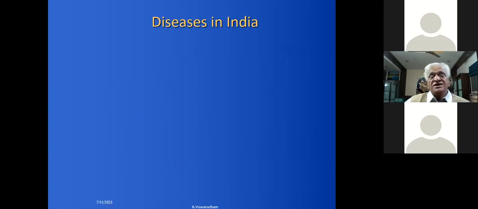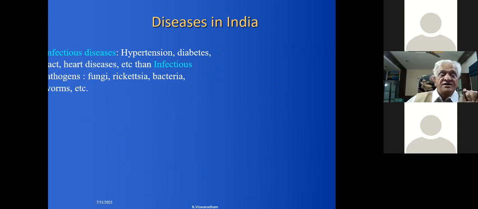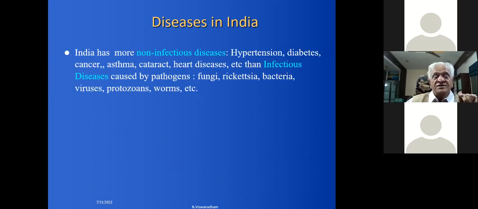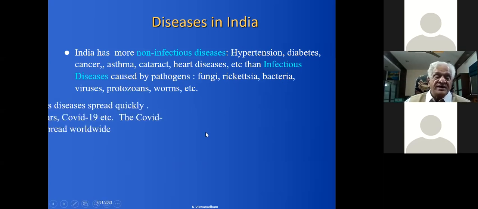So what are the kinds of diseases in India? There are two kinds of diseases. One is non-infectious diseases, which are blood pressure, diabetes, cancer, asthma, cataract, heart diseases, et cetera. India has a high percentage of these diseases. And then there are infectious diseases caused by pathogens like bacteria, viruses, and so on. One of the things that we are suffering today is the COVID coronavirus.